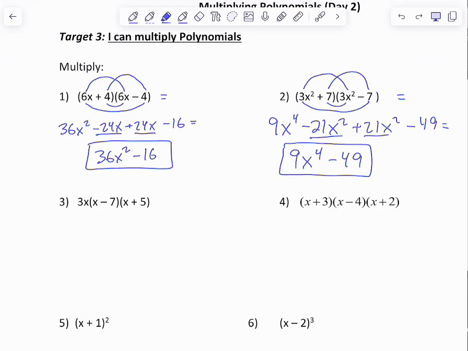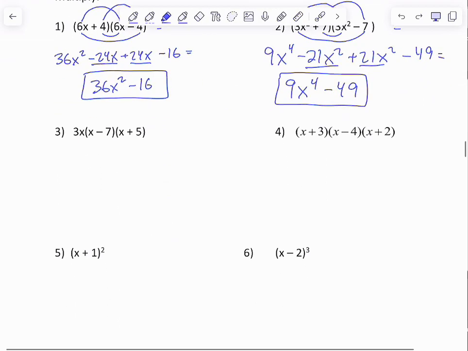Hold on a second. Keep this. Okay, so number 3. We did one like this in the last notes. You have a monomial, a binomial, and a binomial. We said you could distribute the 3x first and then do FOIL.